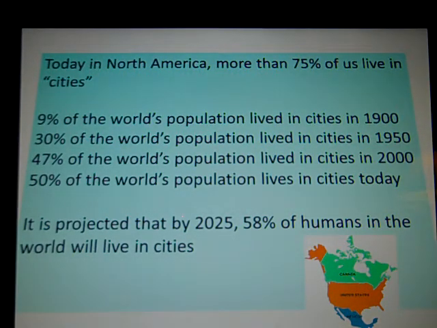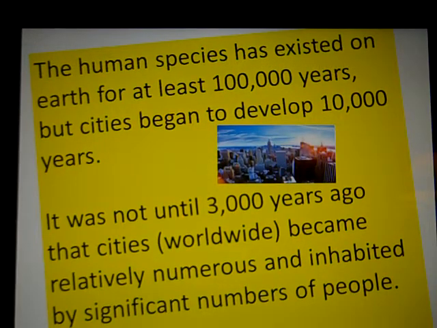Today in North America, more than 75% of us live in cities, and I know that we talked about that in class. These numbers may be just a tad different than what I told you on Friday, but they're pretty close. Depending on what numbers you look at, there's going to be a little bit of variance. 9% of the world's population lived in cities in 1900, 30% in 1950, 47% in 2000, and today 50%. And it's projected that by 2025, and we're 10 years away from that, almost 60% of people in the world will live in what are defined as urban areas.